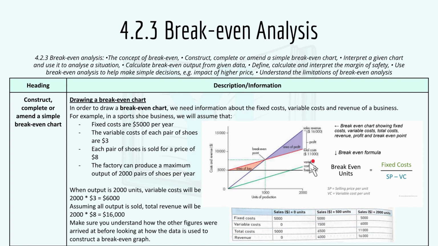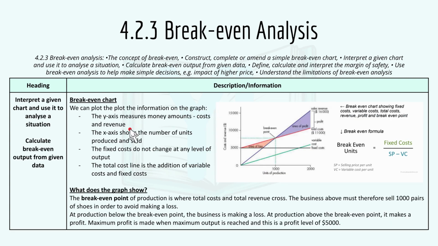And you can see the relationship between all of the factors. And here's the break-even chart again, and it's a typo here. We can plot the information on the graph, and as I mentioned, the y-axis measures the money amount, cost and revenue, and the x-axis shows the number of units produced and sold. The fixed costs do not change at any level of output, and the total cost line is the addition of variable costs and fixed costs.